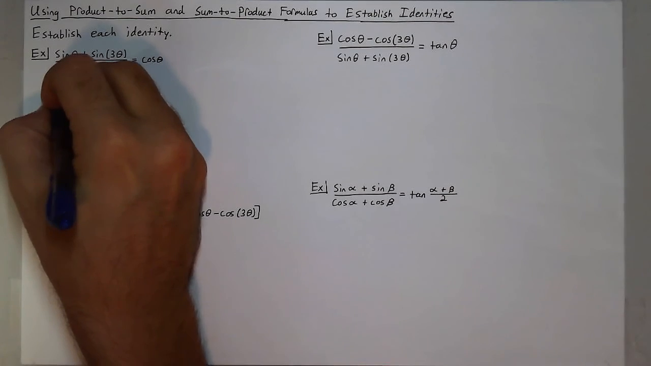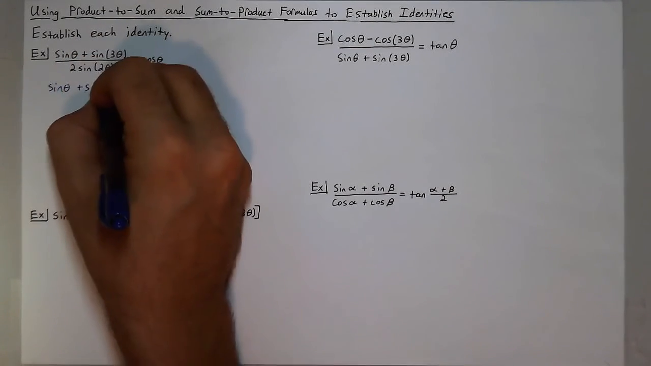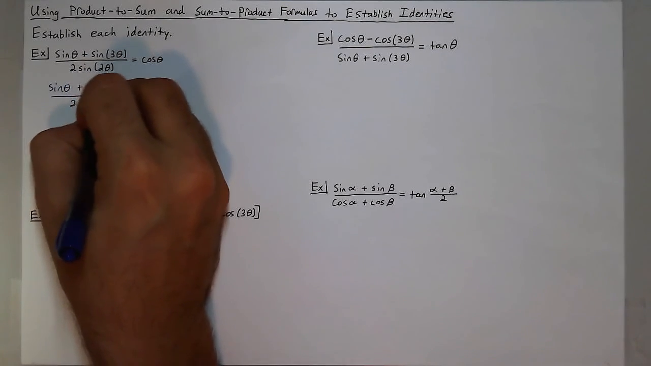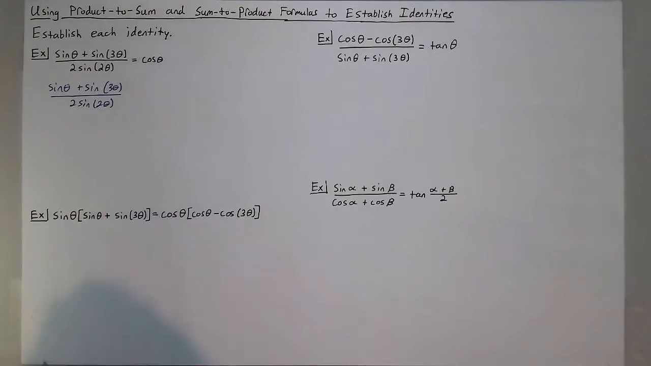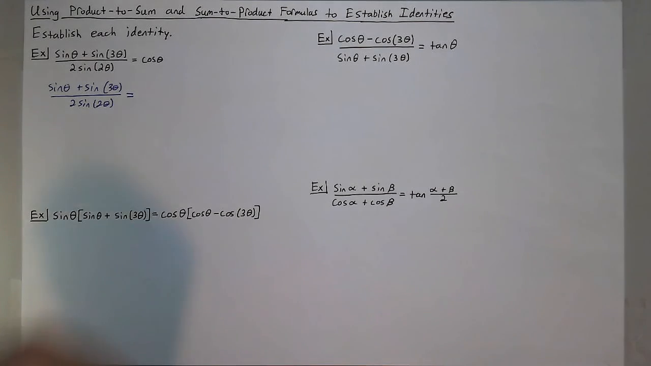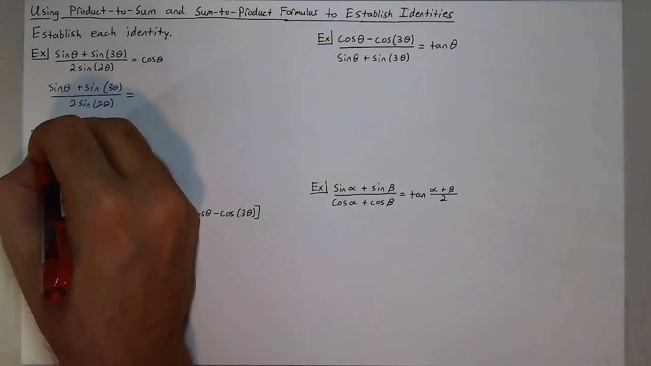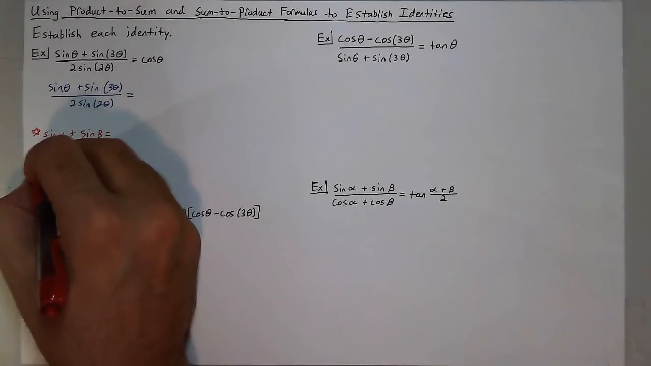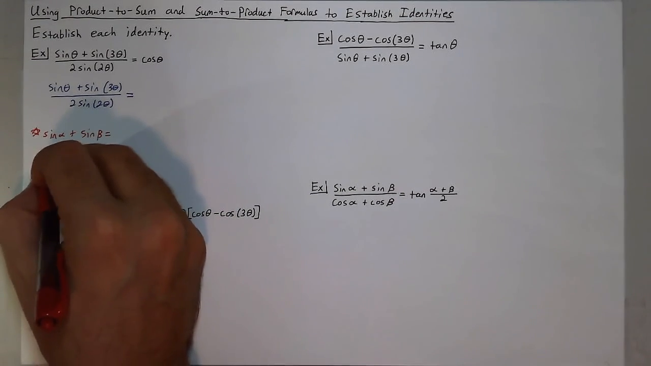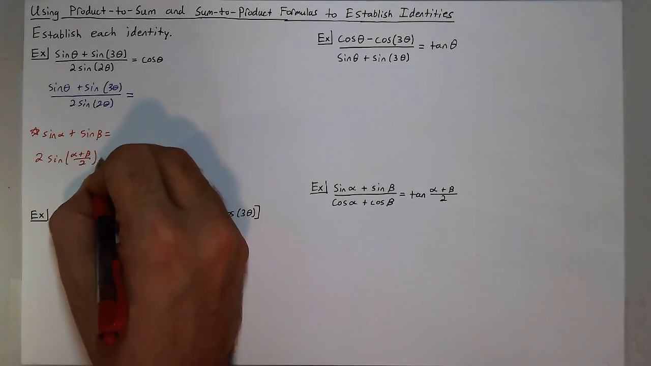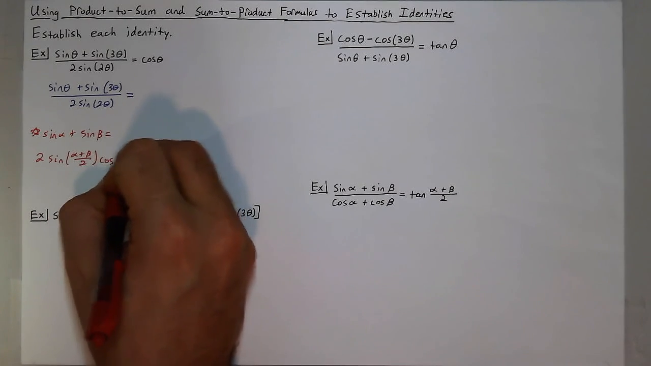So I'll have sine of theta. I'm going to start with this side since it looks like the more complicated side. And I'm going to show how I get to cosine. So first, I notice I have a sum of two sine formulas. So as a reminder, the sum to product formula for sine of alpha plus sine of beta is equal to 2 sine of alpha plus beta over 2 times cosine of alpha minus beta over 2.